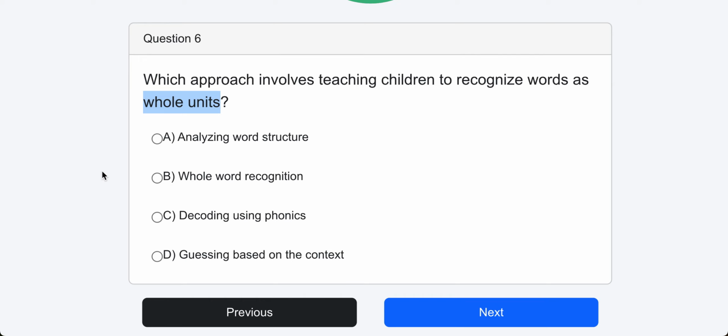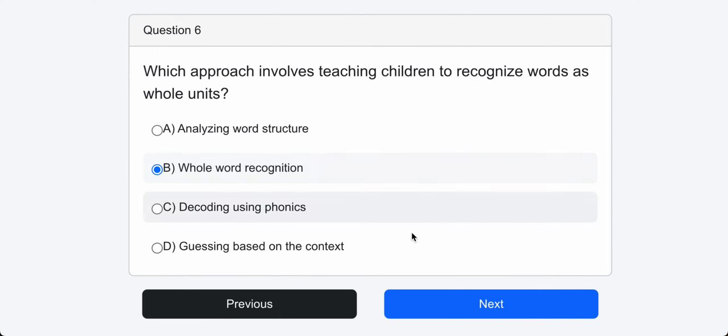For question number 6, we can recall that sight word instruction teaches children to recognize words as whole units. That's what sight word instruction is all about. And so for that reason, we're going to go ahead and select answer option B, whole word recognition. Great job on this so far.